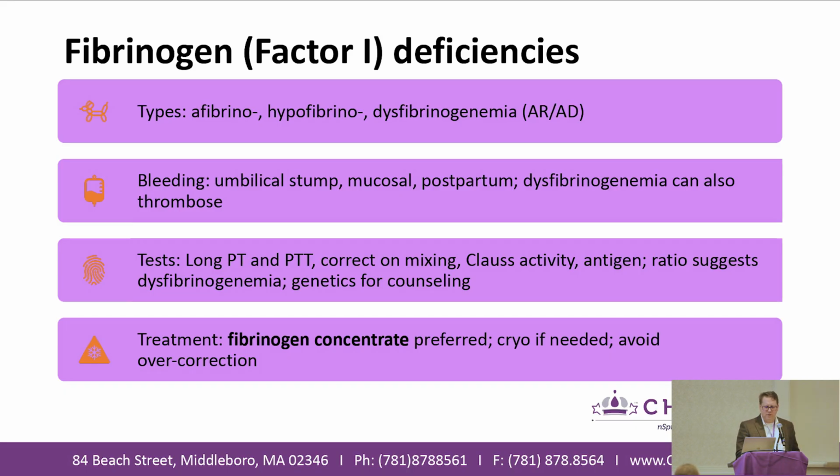Like I mentioned earlier, since this is down in the common pathway, both the PT and PTT will be long. It's a factor deficiency, so if I add some plasma off the shelf into your sample, that is going to correct. We can look at the activity, we can look at the antigen, do a ratio to suggest this, and then we can do some genetic evaluation to say, oh yeah, there's the problem.